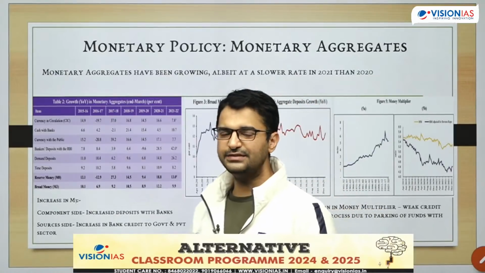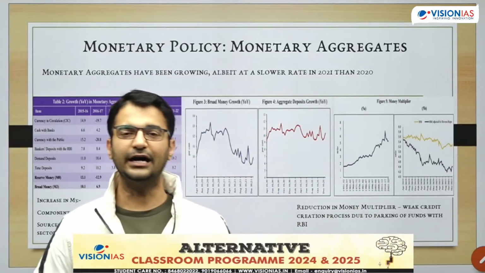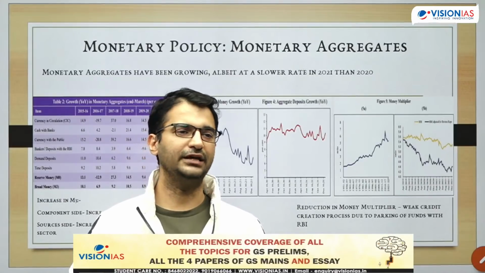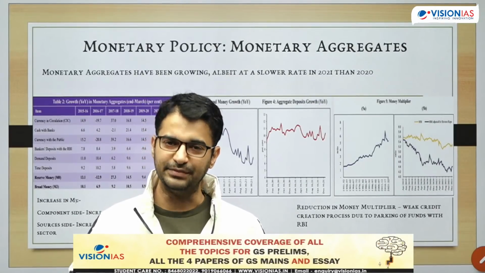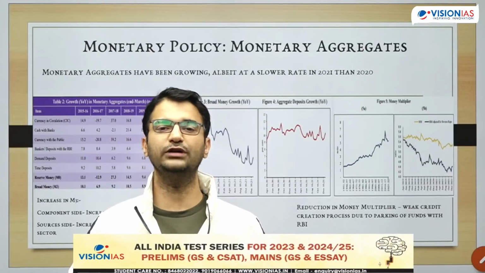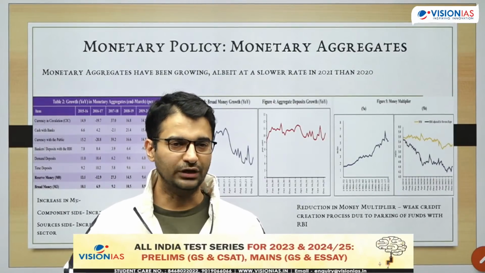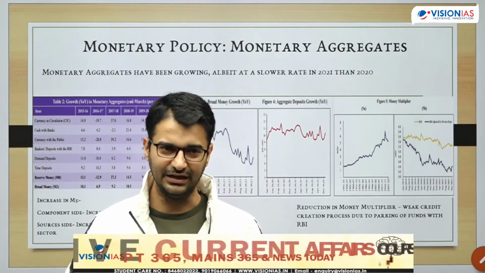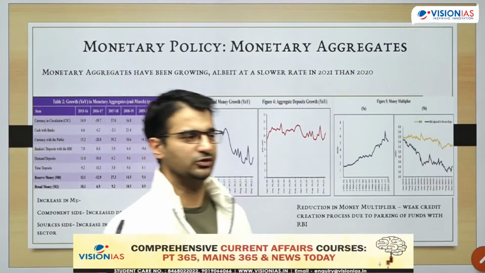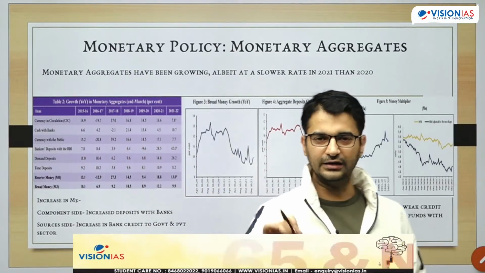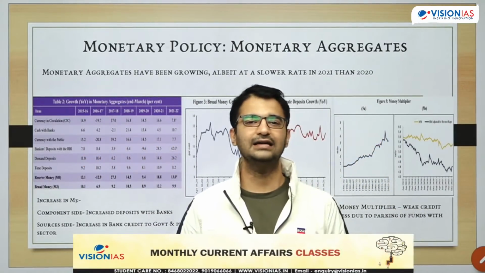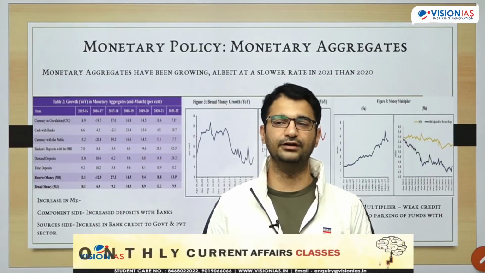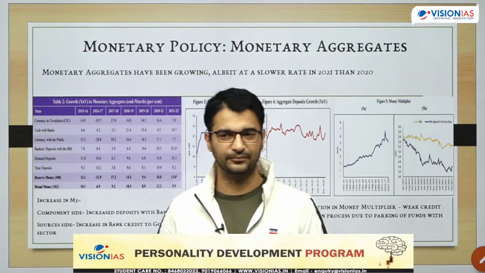M0 refers to the high powered money, that is the money that has been created by RBI in the economy. RBI की total liabilities कितनी है? The total liabilities of RBI, broadly, refer to the currency in circulation. Your currency in circulation that has the signature, the promise of the RBI governor, that is RBI's liability.